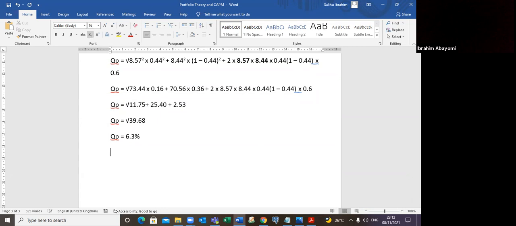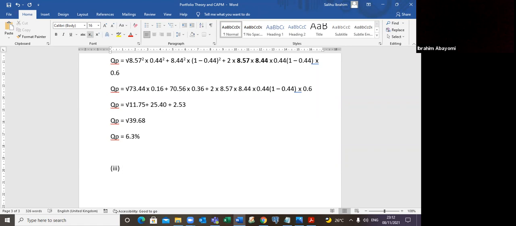The issue with portfolio theory is the formula. That's the issue there. Find a way, please, because it is 80% likely that portfolio theory will come out. And if it does, it's going to be, I think, 15 marks.